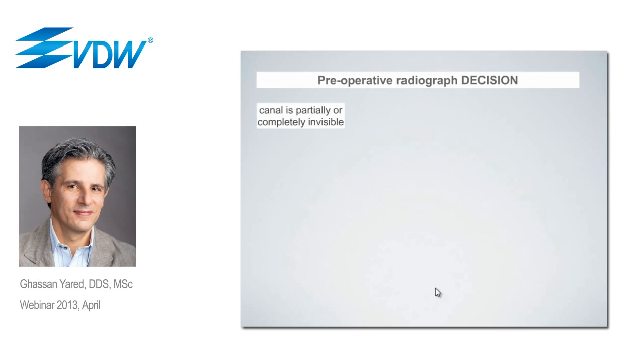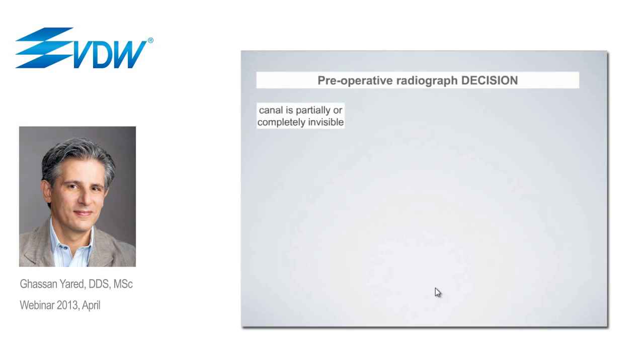So the first step is to choose the Reciproc instrument that we want to use for the canal preparation. The selection of the Reciproc instrument will be based mainly on the preoperative radiograph.